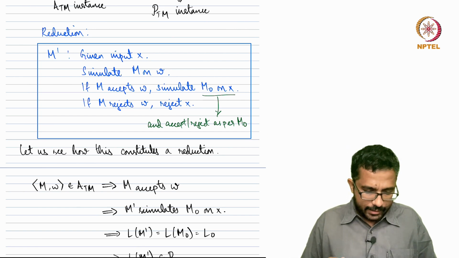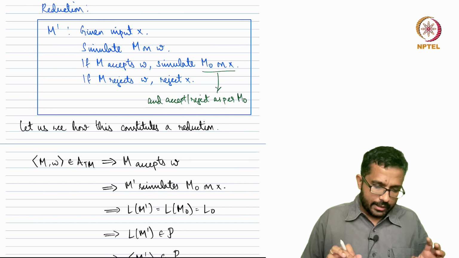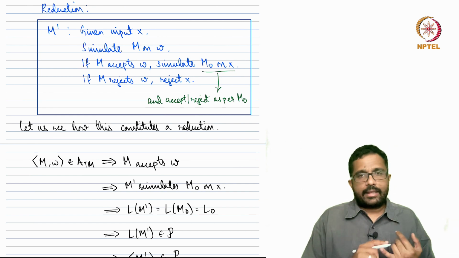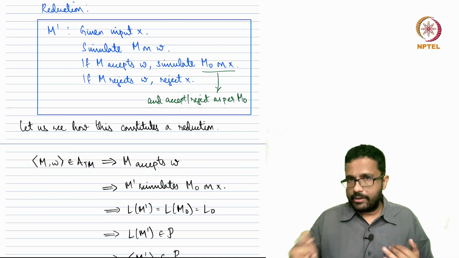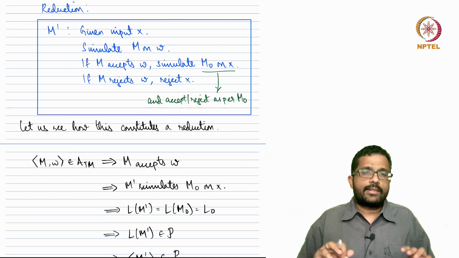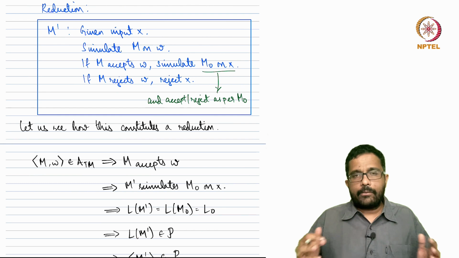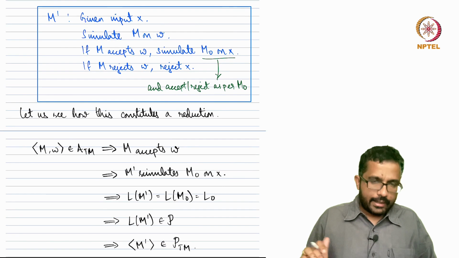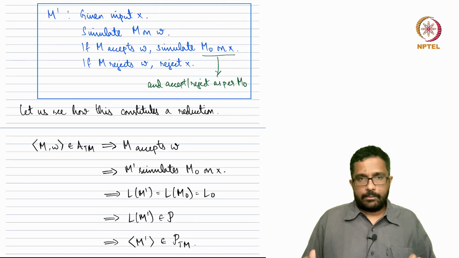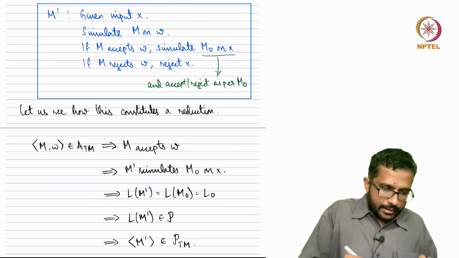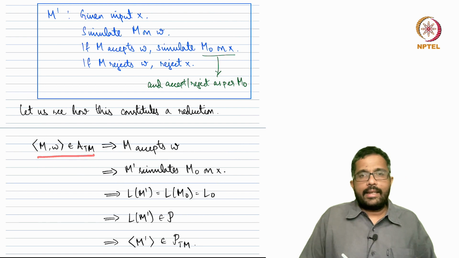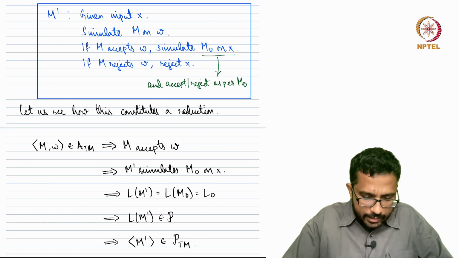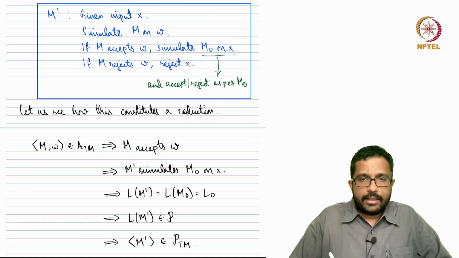To understand this, we just need to think about what happens when M accepts W and what happens when M does not accept W. These are the yes and no cases of M comma W being in ATM and not being in ATM. So let's see the first case. What happens when M accepts W? That is the case where M comma W is a yes instance of ATM. This is the same as M accepting W.